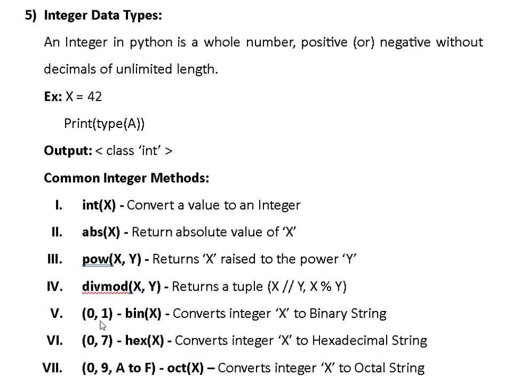Binary values include 0 and 1, hexadecimal values include 0 to 7, and octal includes 0 to 9 and characters like A to F. See here, bin converts integer x to a binary string. If you take 6, it converts into binary values. So let's see here, if you take 6, what is the binary value of 6?